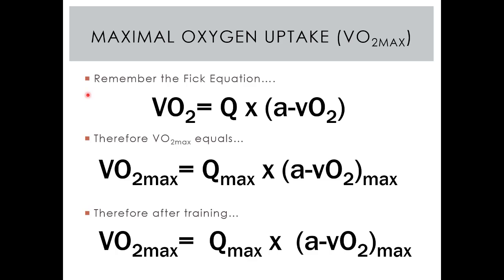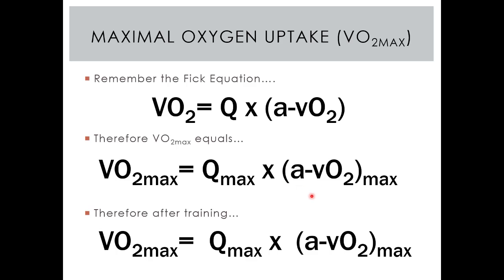So how can we explain this improvement in VO2 max with the information that was just discussed? We have to remember the Fick equation, which states that VO2, oxygen consumption rate, equals cardiac output times AVO2 difference. This means VO2 max equals maximum cardiac output times maximum AVO2 difference.